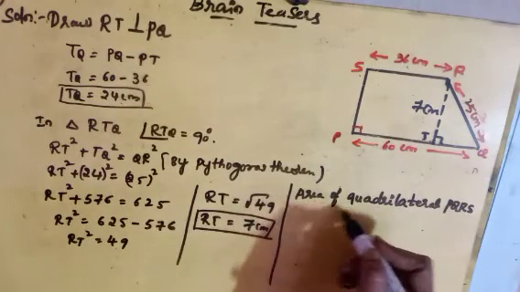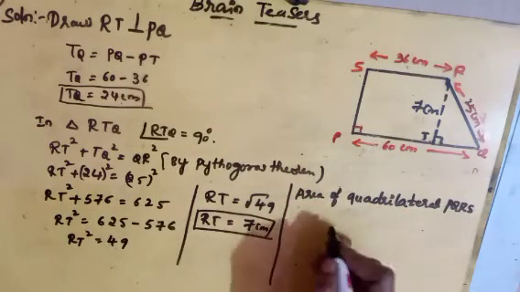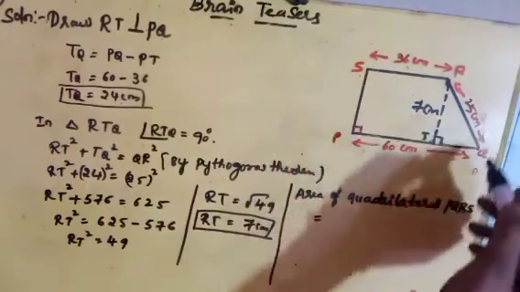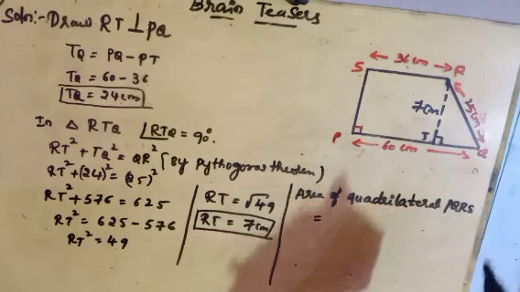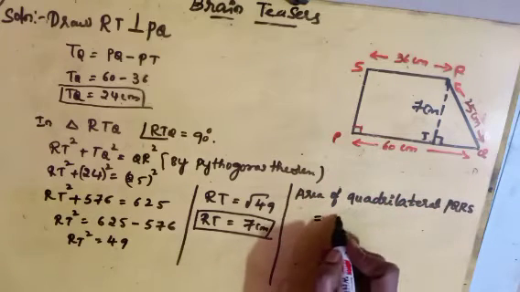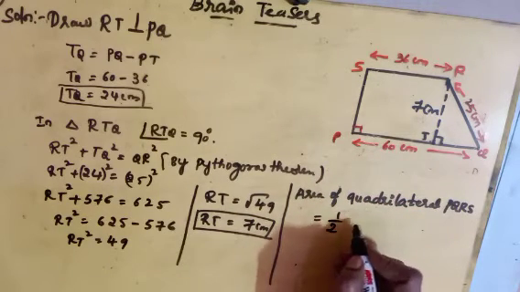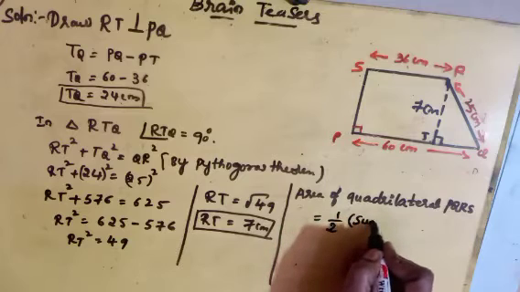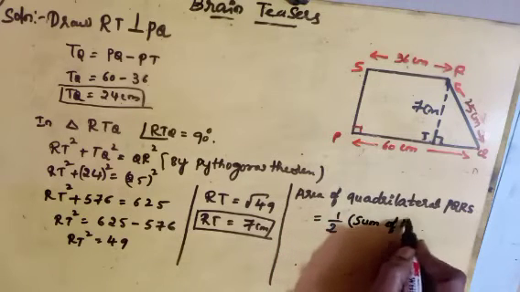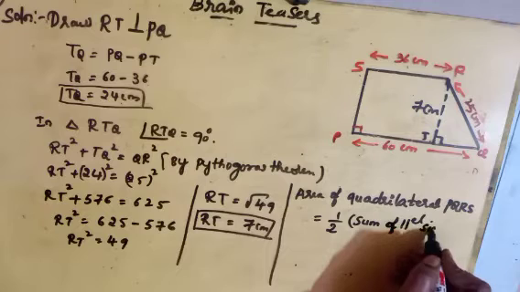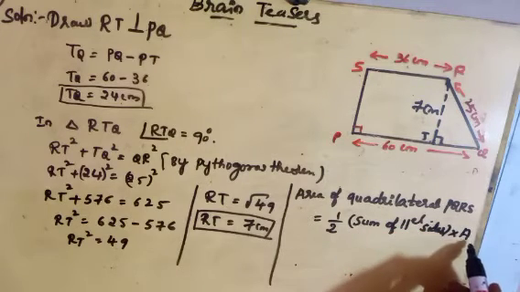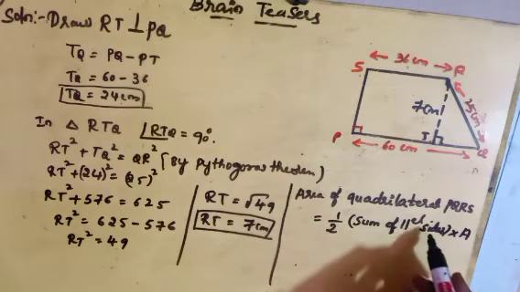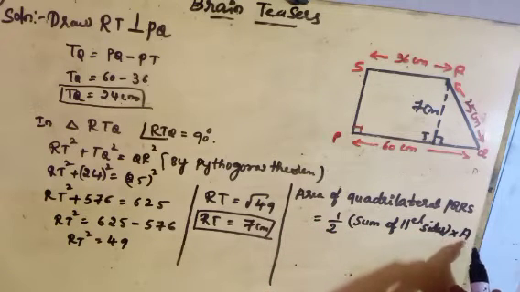So next let us find the area of quadrilateral PQRS equals to. See, this quadrilateral shape looks like a trapezium. Therefore the formula to find the area of a trapezium is half into sum of parallel sides into altitude. Into A means altitude. Half into sum of parallel sides into altitude.